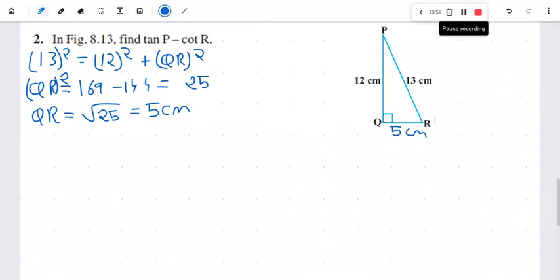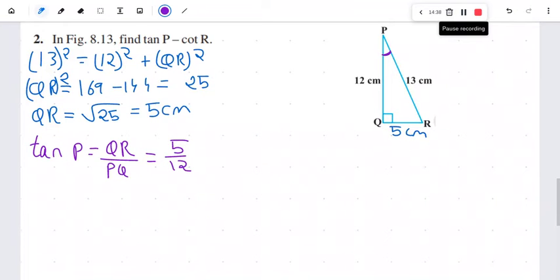Now what is the question? First is tan P minus cot R. So what is tan P? Let's find out. Where is P? This is P. So tan is what? Opposite by adjacent, isn't it? Which is the opposite side? QR. Correct? Opposite divided by adjacent, that is PQ. That is nothing but 5 by 12. So 5 by 12 is the first one.